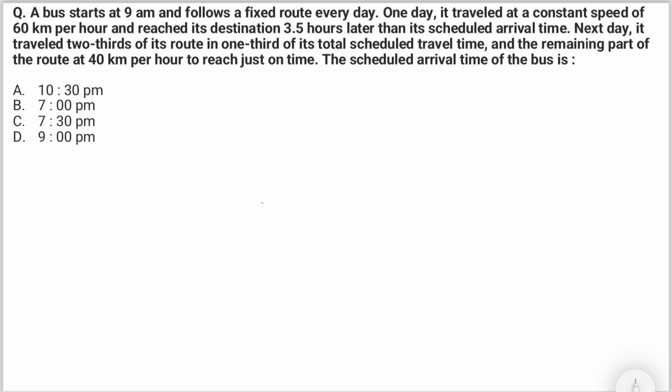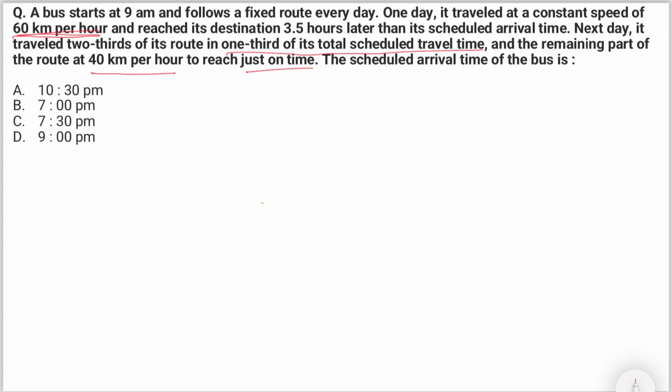Alright, a bus starts at 9 a.m. and follows a fixed route every day. One day it traveled at a constant speed of 60 kilometers per hour, the speed is given to us, and reached its destination 3.5 hours later than its scheduled arrival time. Next day it traveled two-thirds of its route in one-third of the total scheduled travel time, and the remaining part of the route at 40 kilometers per hour to reach just on time. The scheduled arrival time of the bus is?